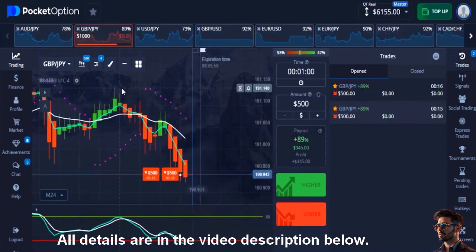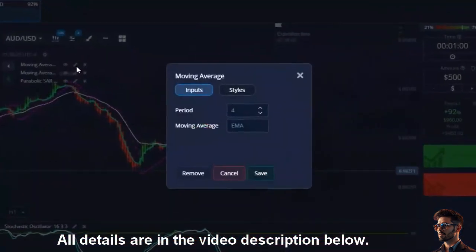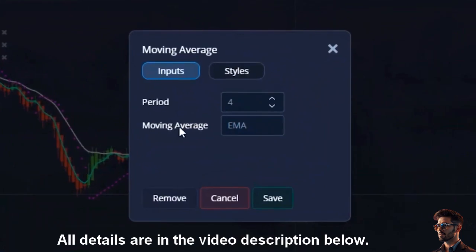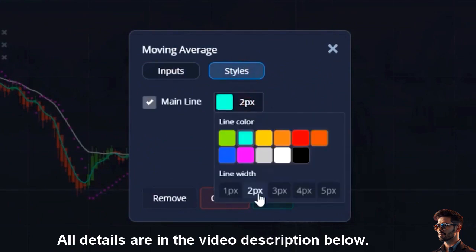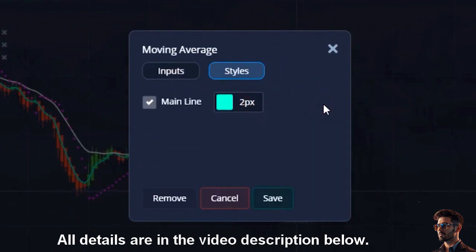And this is the setup of the indicators. My first moving average comes with a period of 4. The moving average is EMA. On the style part here, I make use of this particular color, and of course I take my line to be on 2 pixels. So that's pretty much all you have to do. When you're done, you hit save.